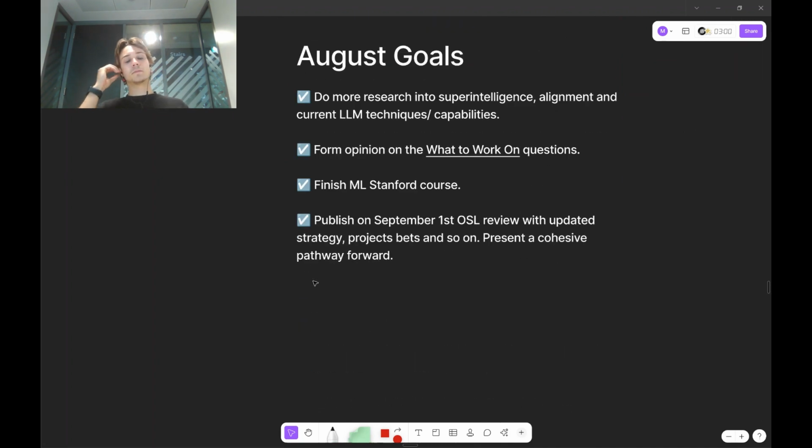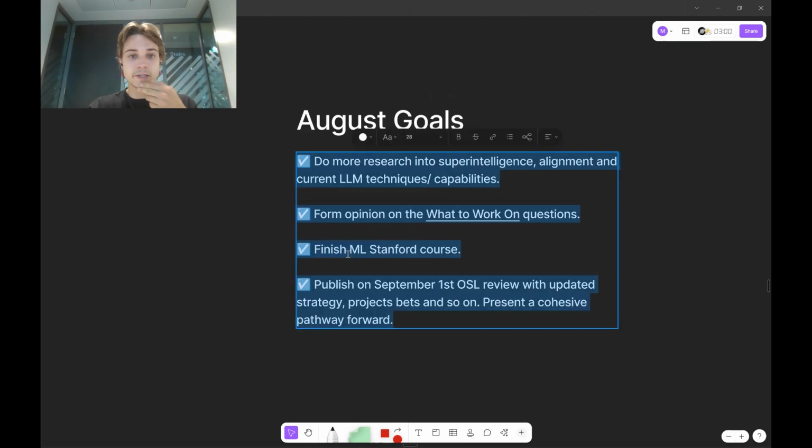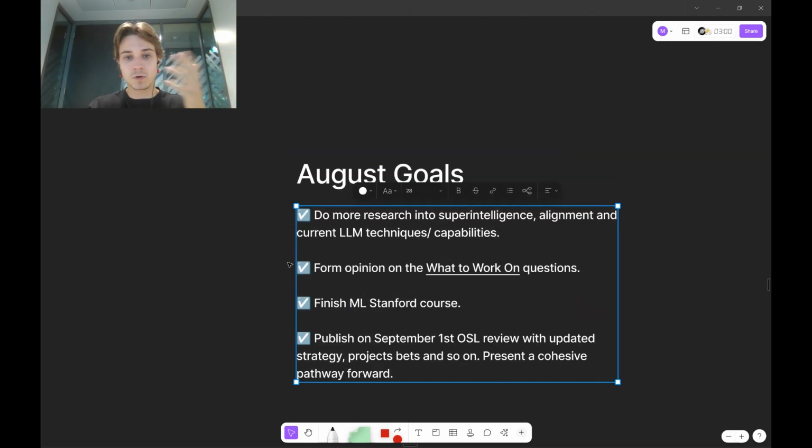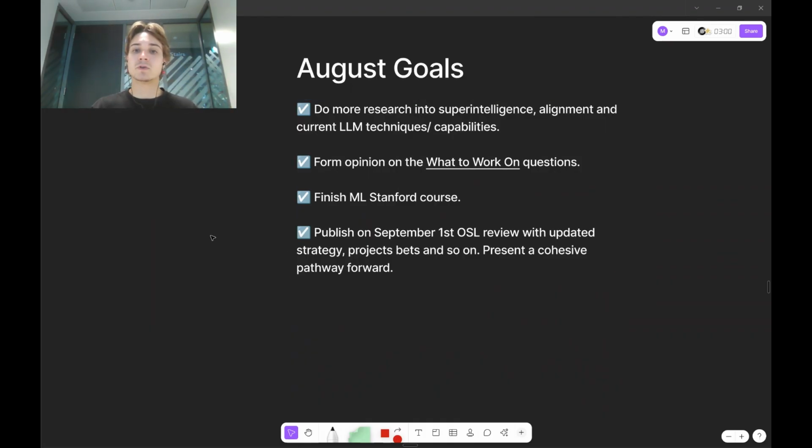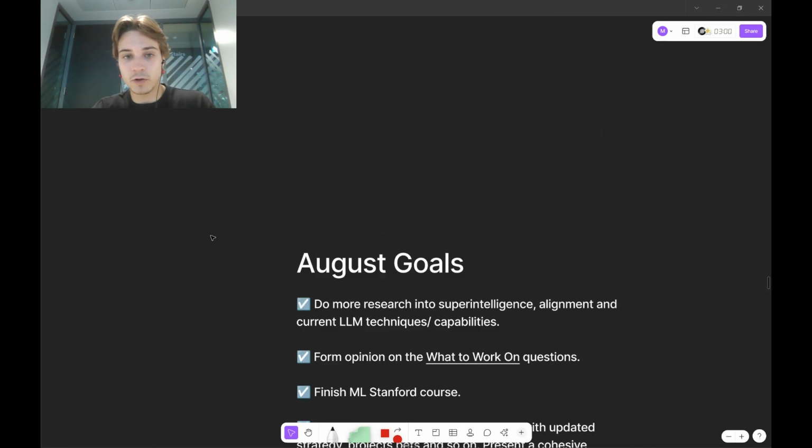Yeah, so what should we do? Some other part of the August goals is, let's put it like this, we'll talk about the ML Stanford course in a second, but mainly to publish on the 1st of September this open source life review with an updated strategy, project bets, and so on, and present a cohesive pathway forward, a cohesive picture and answer. So either changing what I'm working on or not, but having a clear answer. That's what I want. And so, directly working on that pivot or not.